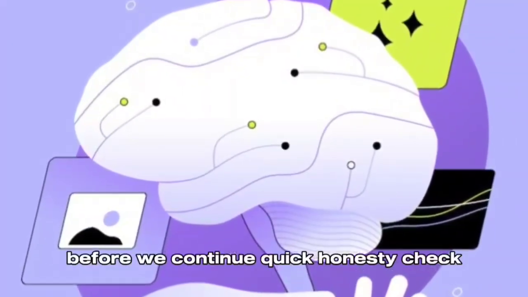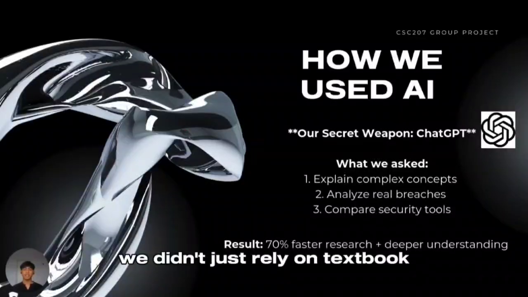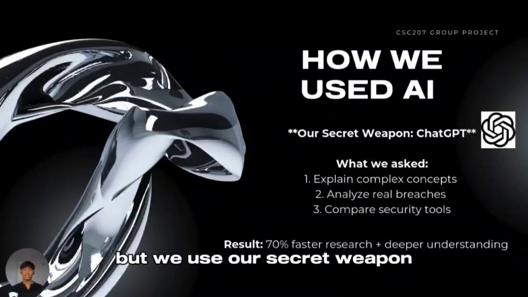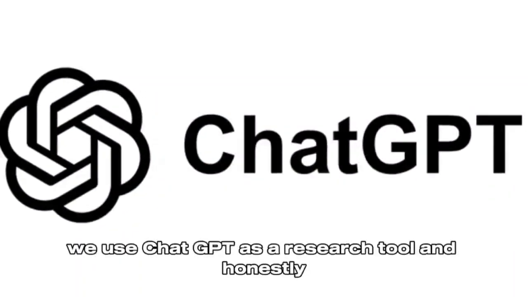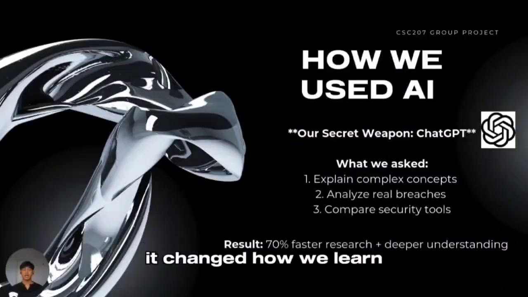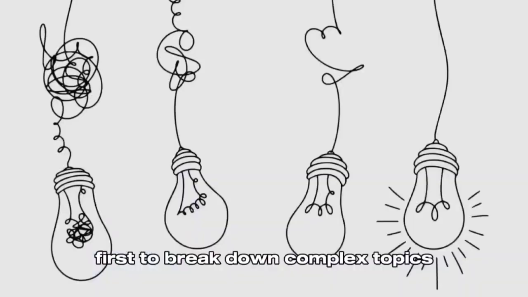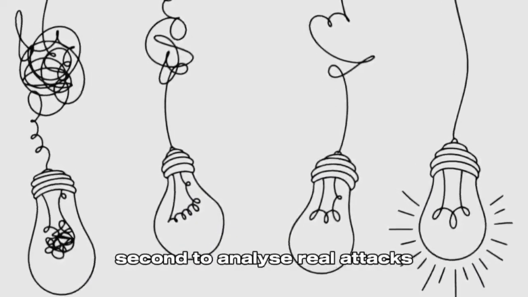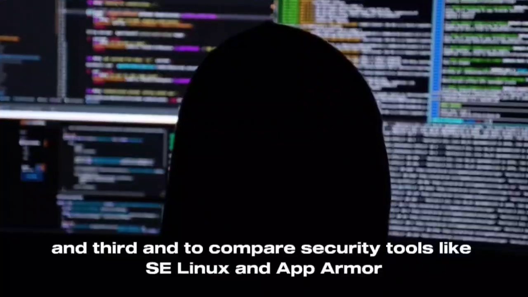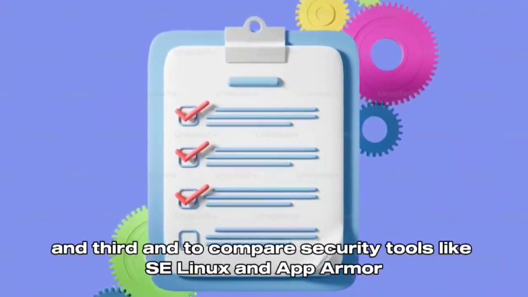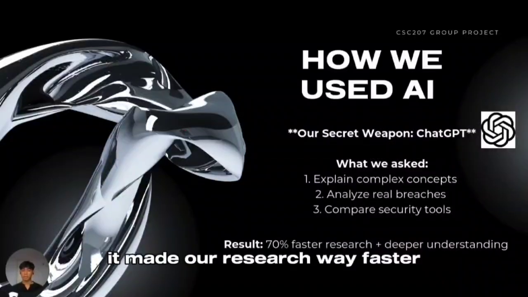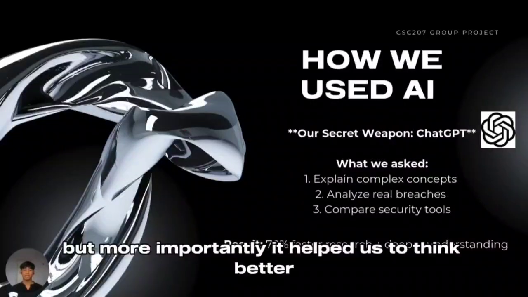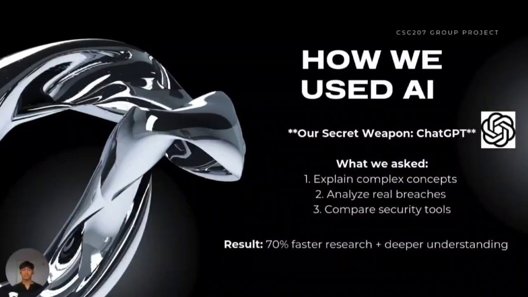Before we continue, quick honesty check. We didn't just rely on textbooks, but we used our secret weapon, which is ChatGPT. We use ChatGPT as a research tool, and honestly, it changed how we learn. We use it for 3 things. First, to break down complex topics. Second, to analyze real attacks. And third, to compare security tools like SELinux and AppArmor. It made our research way faster, but more importantly, it helped us to think better, not just search faster.